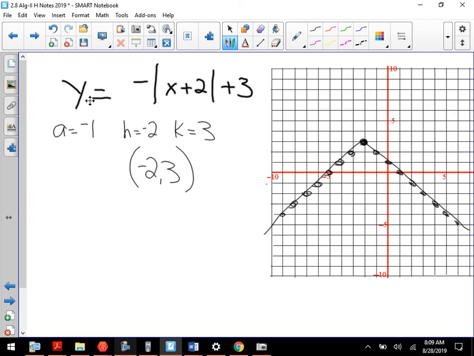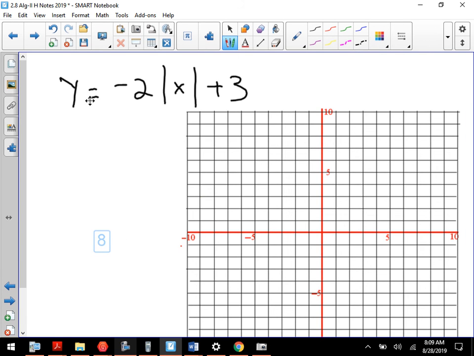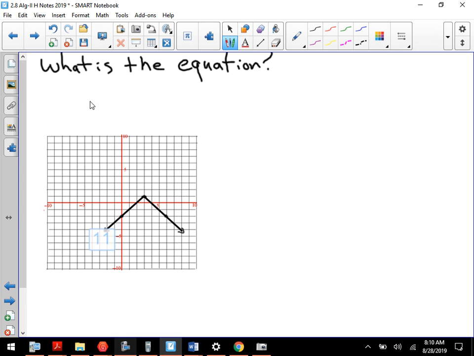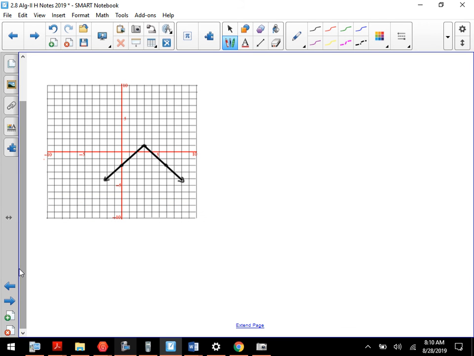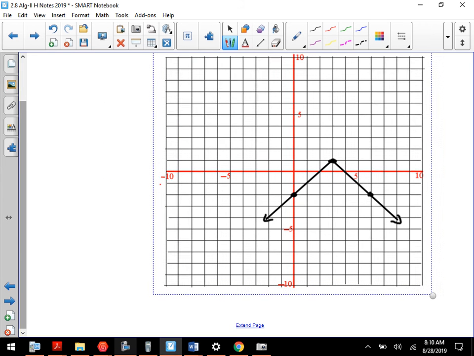All right. I don't think I need to do another one, but we'll get to this eventually. What's the equation? Let's see if I can blow this up some. No, I'm not kidding. Negative.